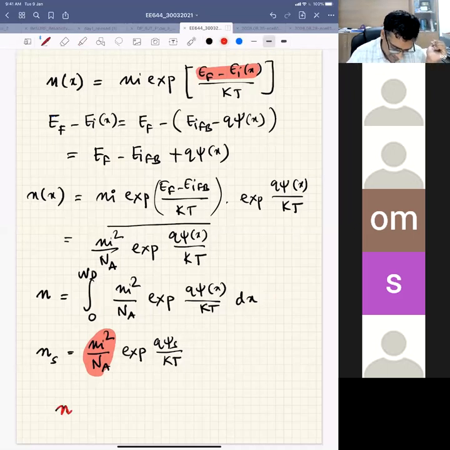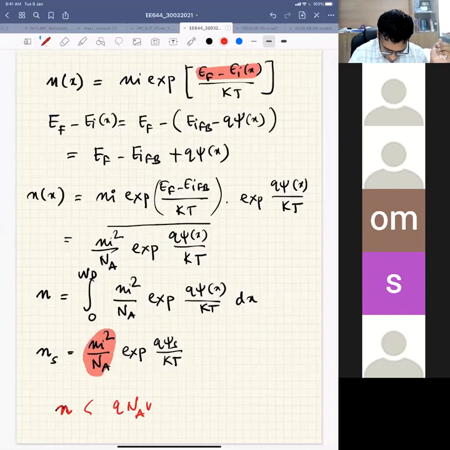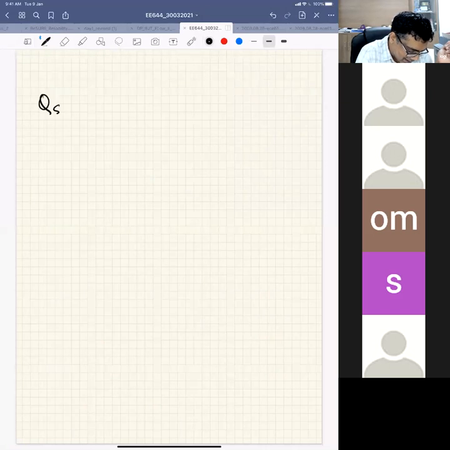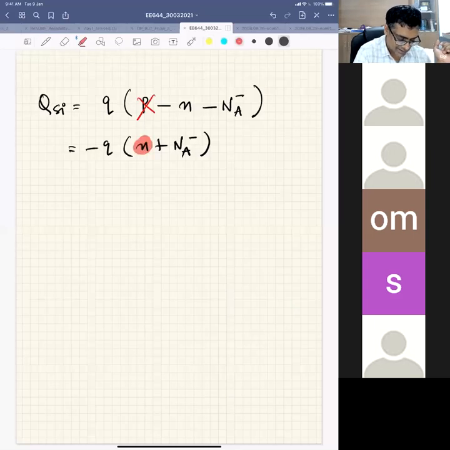In the total number of electrons is less than q Na times WD, right? Because the total silicon charge is nothing but q times (p minus n minus Na minus). In the depletion condition, when we're looking at the surface, we do not have any holes. Holes are repelled. So I could write this as minus q times (n plus Na minus). So the total charge is because of electrons as well as your negatively charged acceptor ions.